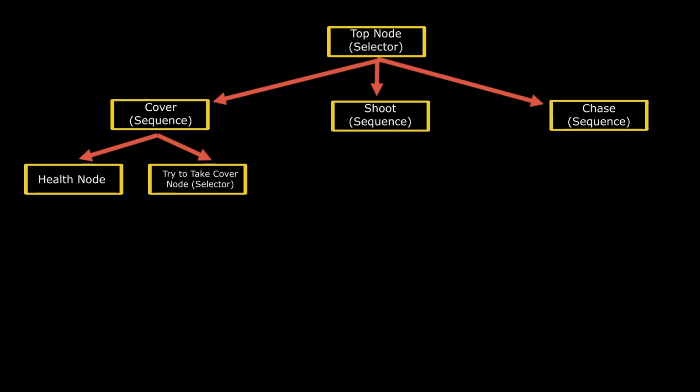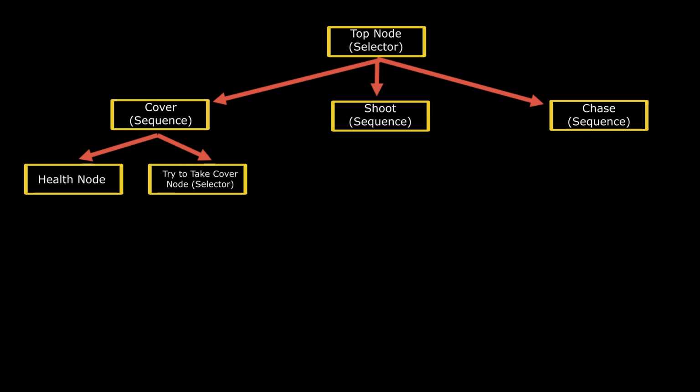The health node will return success when the AI agent has health under a given value. If the AI agent health is above this value, the health check node will return failure, so the whole sequence will be a failure and the agent has no reason to go to cover and will try to shoot or chase. Otherwise, the cover sequence node will be able to evaluate the next node, that is the try to take cover node, which is a selector.